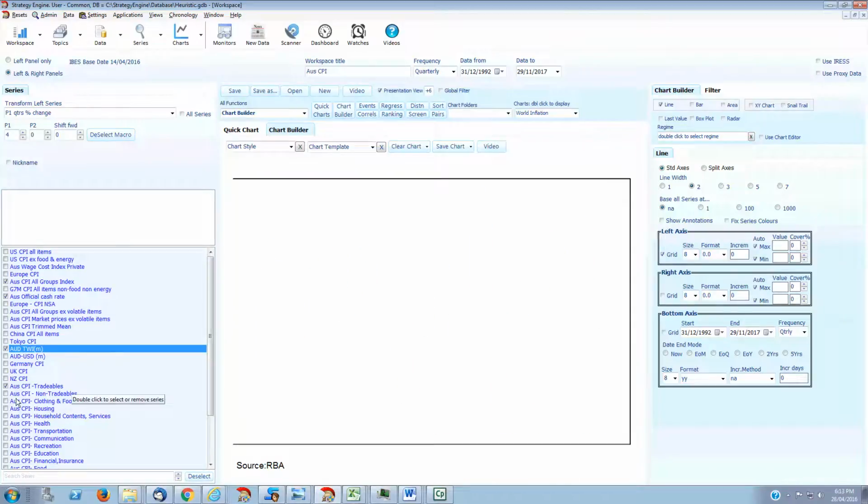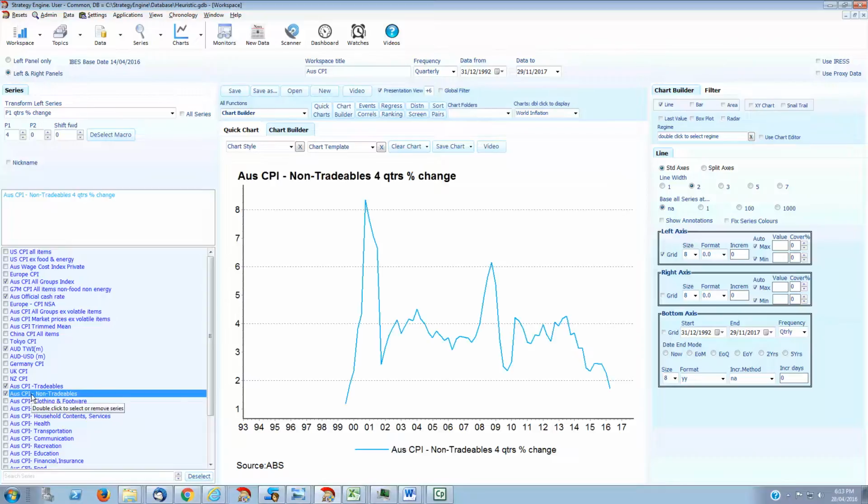What about non-tradables? So if we get non-tradables inflation, now you would expect that a key driver of that is going to be what's happening to wages growth. So let's have a look at that here.